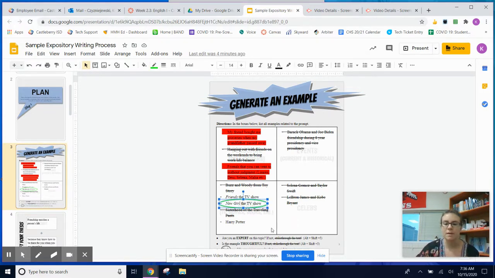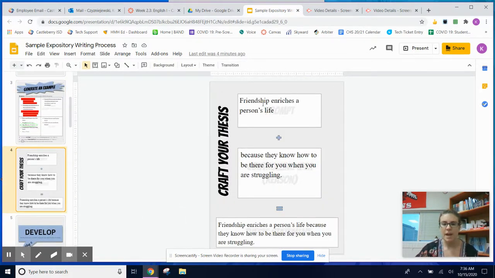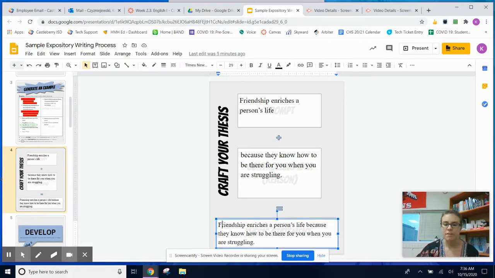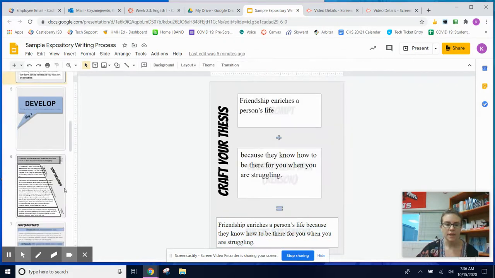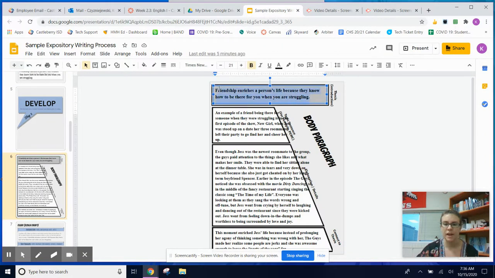After I selected my example, which is New Girl, the TV show, I went and created my thesis statement. After I created my thesis statement, which is friendship enriches a person's life because they know how to be there for you when you are struggling, I took this thesis statement by copying it and pasting it at the top of this slide right here because I wanted to constantly make sure that when I'm writing this body paragraph in this little building mountain right here, that I am focused on this idea at the top, this main idea of my paper. So you need to create your topic sentence.